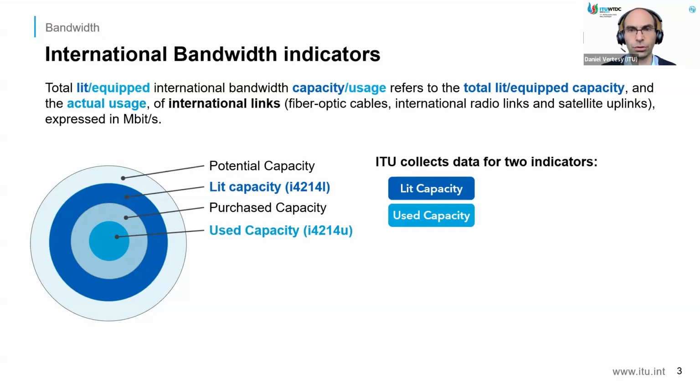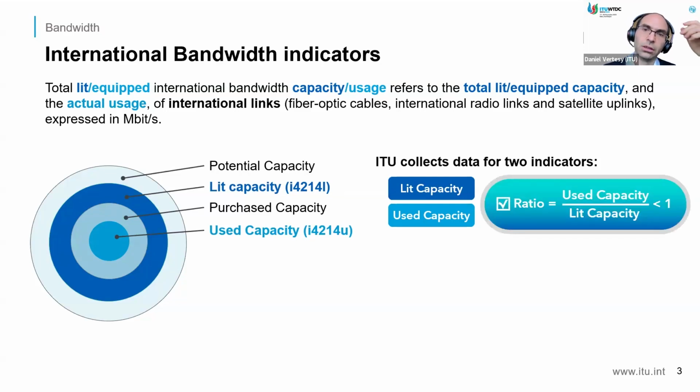So you want to make sure that there's a distinction between the potential capacity of a cable and the lit capacity. ITU collects data for the lit capacity. Then within the lit capacity, there is the purchased capacity, which is an advance deal made, purchasing the capacity for the expected usage in a time period. But then there is the actual usage. And the used capacity is the second indicator we measure.